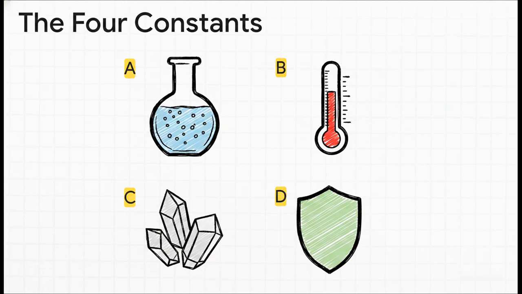A comes from your total dissolved solids, or TDS. B is based on temperature. C is from your calcium hardness, and D is from your total alkalinity. You put them all together, and you get a complete picture of your water saturation state.